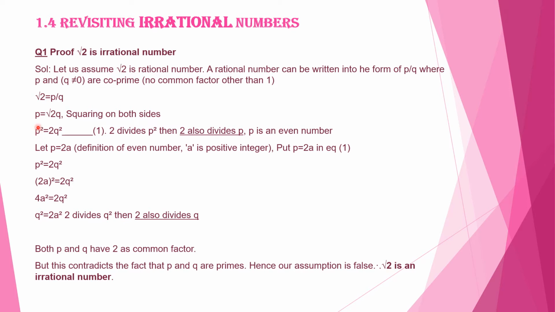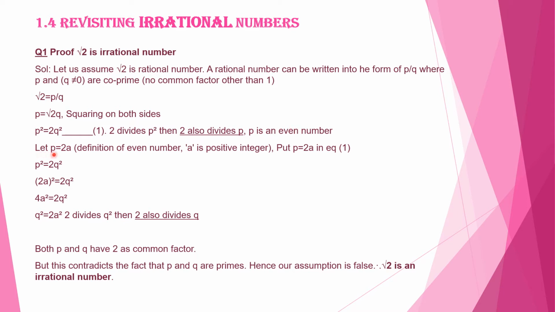Let's take an example. If you take p as some random number, for example 4, then 4 square will become 16, and 2 divides 16, and you can divide 4 also by 2. So that is the main point over here. If 2 is capable of dividing p square, then 2 also divides p, where p is an even integer. Why is it an even integer? Because p is getting divided by 2, and if any number is getting divided by 2, that means it's an even integer.